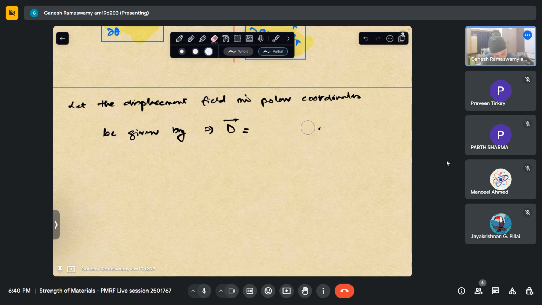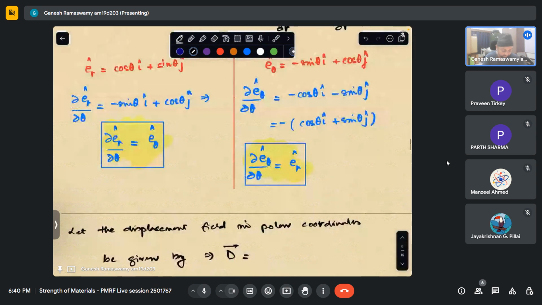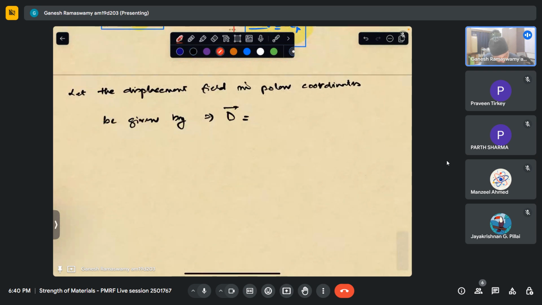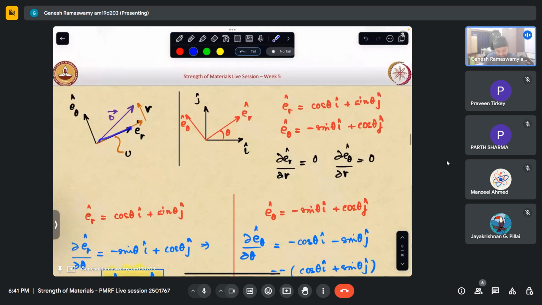See, here we were taking this to be UR and VR. Just to differentiate, what I will do is let this be U, let this be V. Okay, let it be like this, fine. So this comes out to be U e_r plus V e_theta. Remembering that U and V can be functions of r and theta because it is naturally represented in the r theta coordinate system. It is a displacement field, so it can be functions of r and theta.